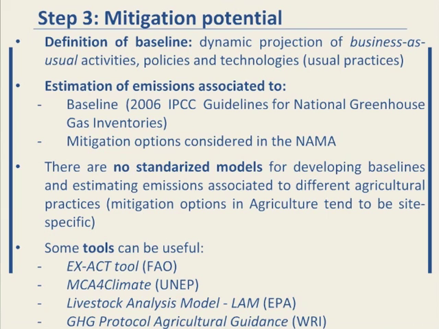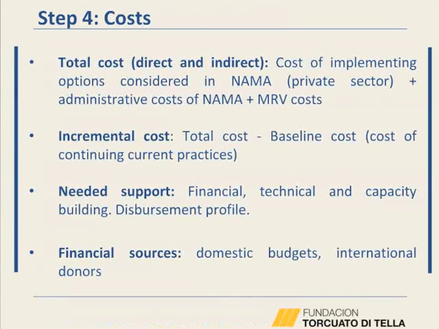For example, the EXACT tool developed by FAO, the multi-criteria analysis tool MCA4 Climate developed by UNEP, the United Nations Environmental Programme, the livestock analysis model developed by the EPA, the Environmental Protection Agency of the United States, and the GHG Protocol Agricultural Guidance developed recently by the World Resources Institute. At the end of the presentation, I will give you some links where you can access all these tools.